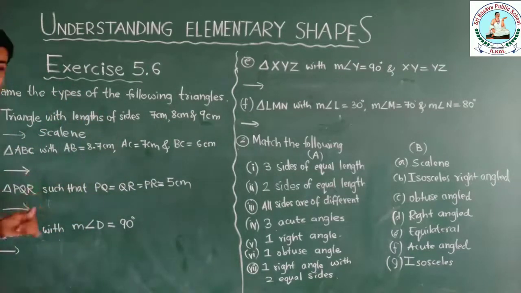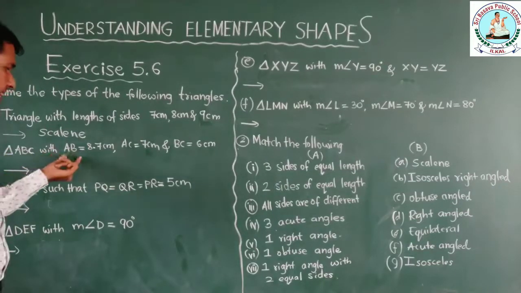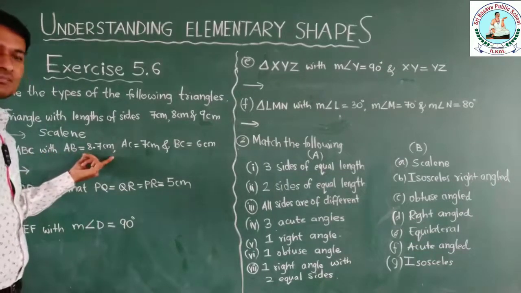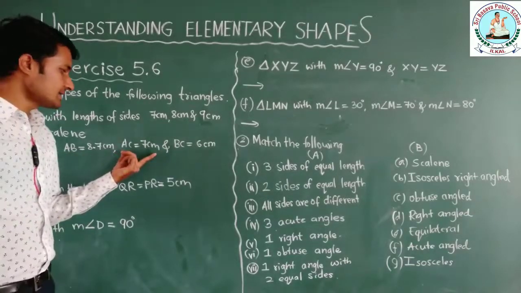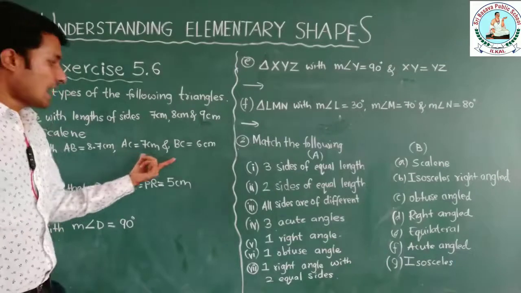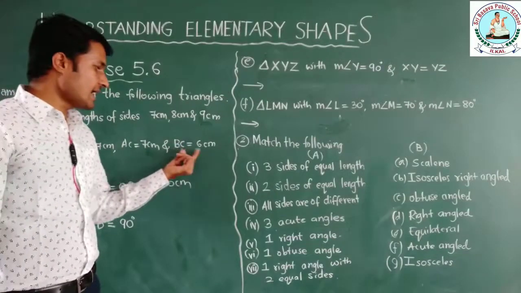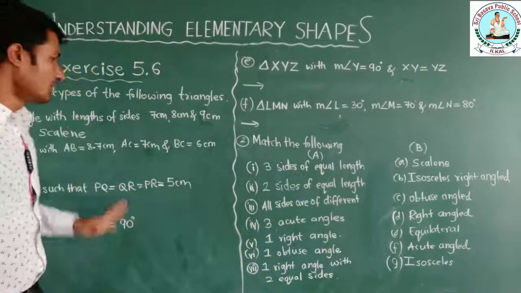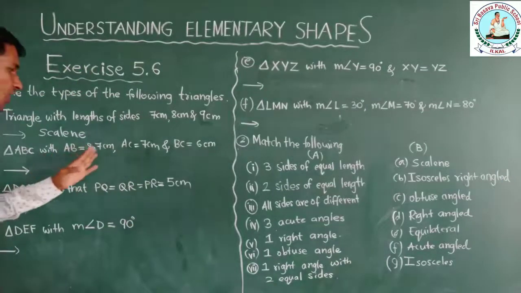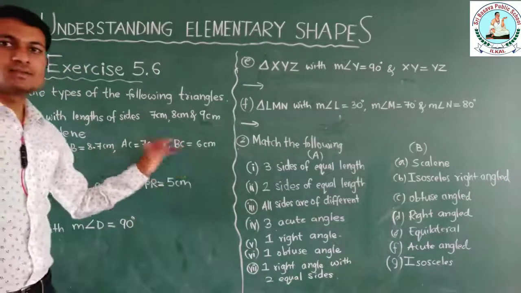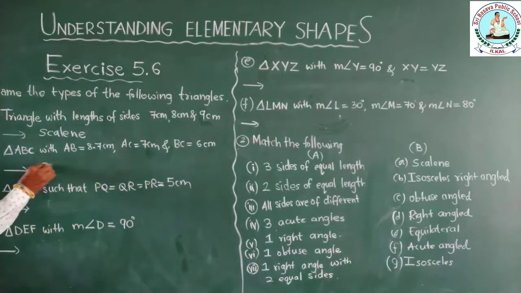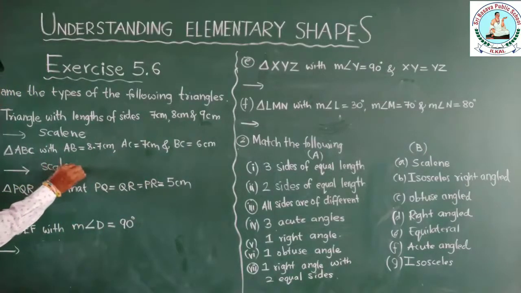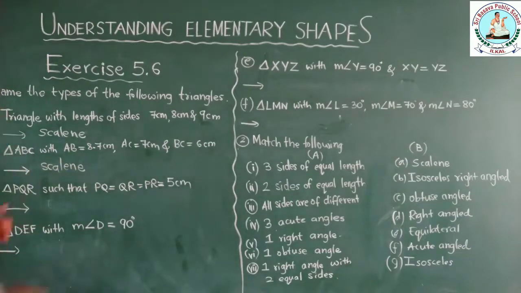Let's go to the second statement. In triangle ABC, AB is equal to 8.7 centimeters, meaning the first side AB is 8.7 centimeters, the second side AC is 7 centimeters, and the third side BC is 6 centimeters. Here also you can see that all sides have different lengths. So what type of triangle is it? It is also a scalene triangle. Let's go to the third.